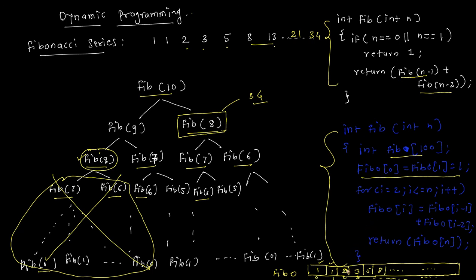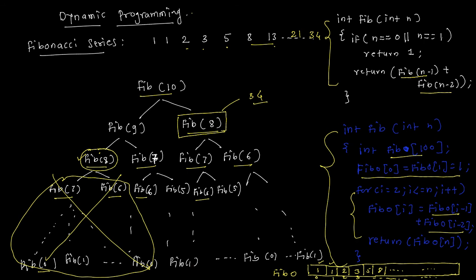And then from here onwards, just run this loop. For computing any number, just add the previous two numbers. The result of the previous two numbers you have already computed and stored here. So that is how we can use memoization.